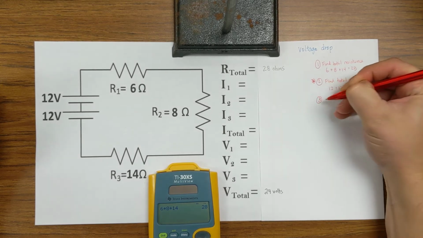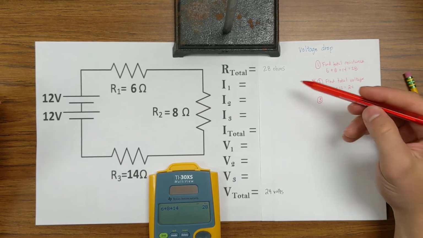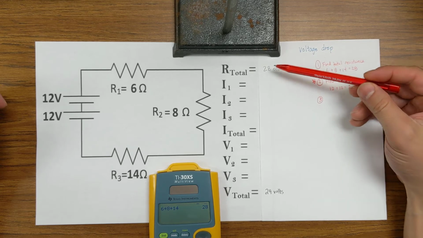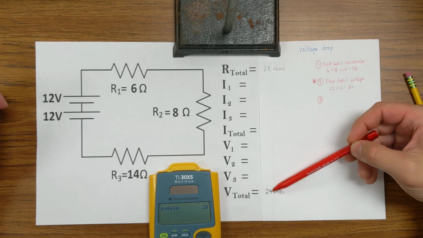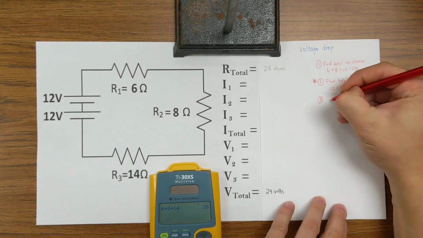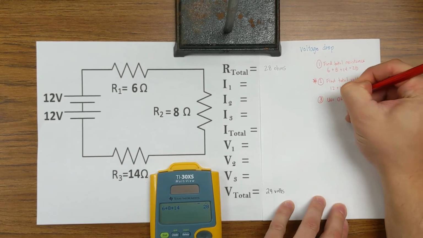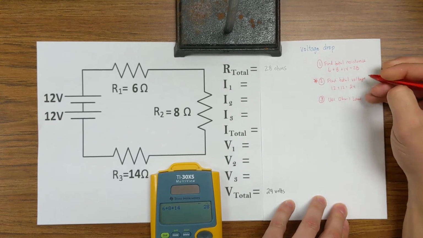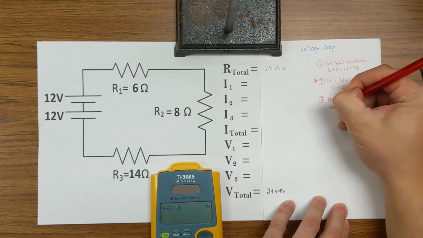Now, the next thing we want to do is pull in Ohm's law, because if we look at the variables that we now have, we've got resistance and we've got voltage. Now we need to find current. And to do that, we're going to use Ohm's law. All right, to find current.